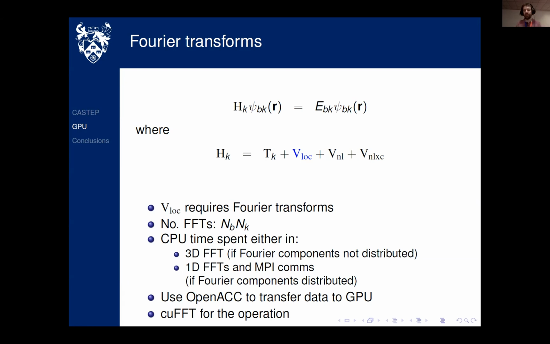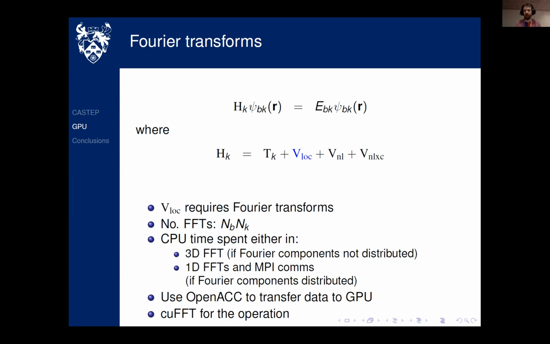So you can think of it as you do 1D FFTs in a particular direction, maybe your X direction. And then everybody talks to each other and rearranges the data. And then everybody does FFTs in the Y direction. And then everybody talks together. And then you do FFTs in the Z direction.